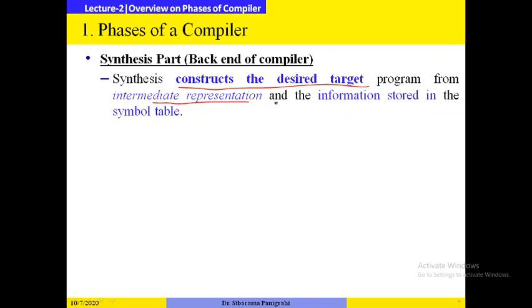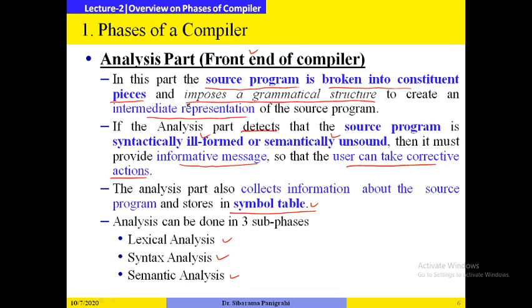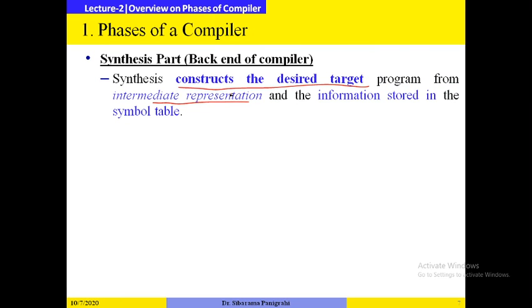So you see, in the analysis phase, in the analysis part, it produces an intermediate representation. So that intermediate representation will be taken as input to the synthesis part. It will construct a desired target program from the intermediate representation produced from the analysis phase. Okay, and information stored in the symbol table.